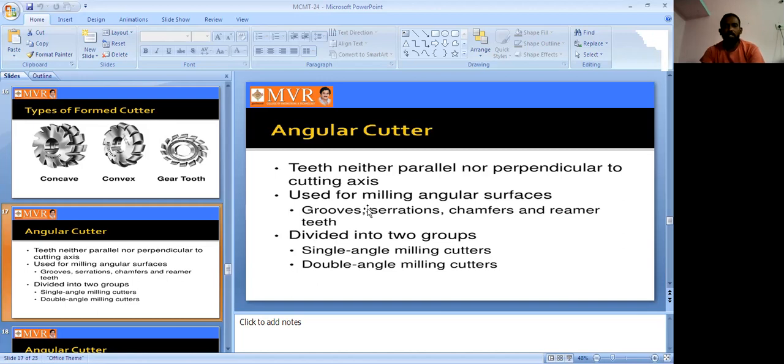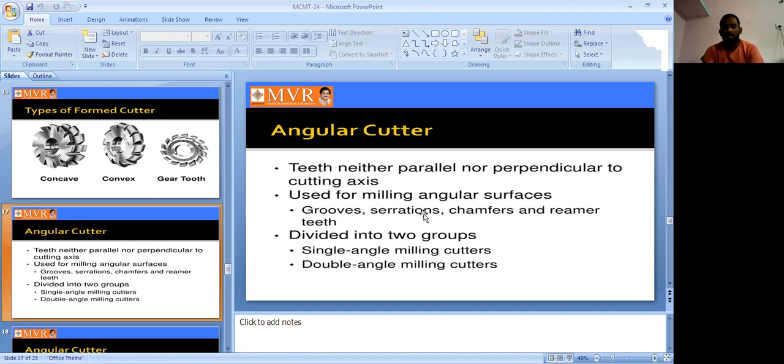It is used for milling angular surfaces. By using this cutter, we produce the angular surfaces. Angular surfaces are nothing but grooves, serrations, chamfers, and reamer teeth. These are the major parts that will be produced. So for milling angular surfaces, we can use the angular cutters to produce grooves, serrations, chamfers, and reamer teeth.